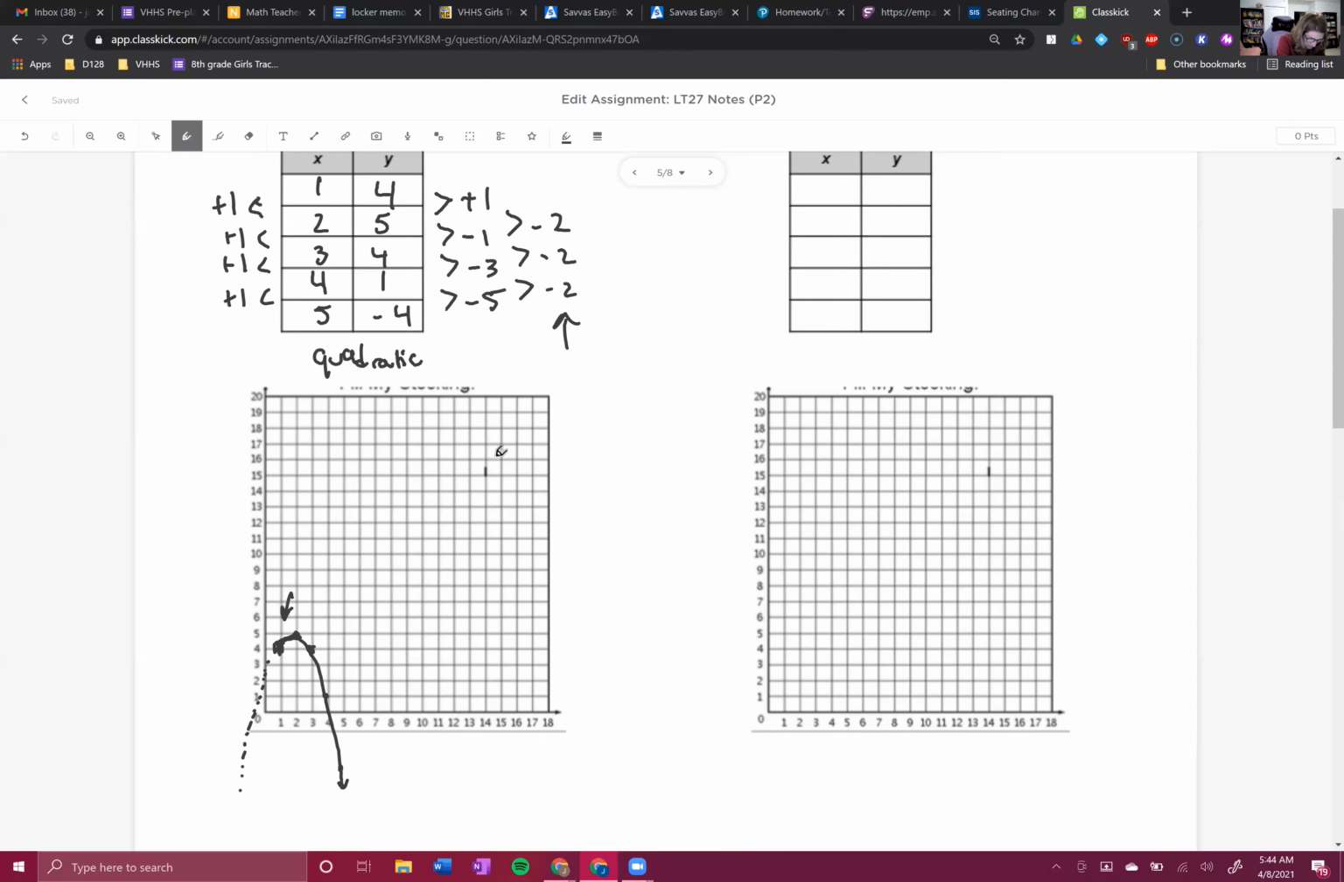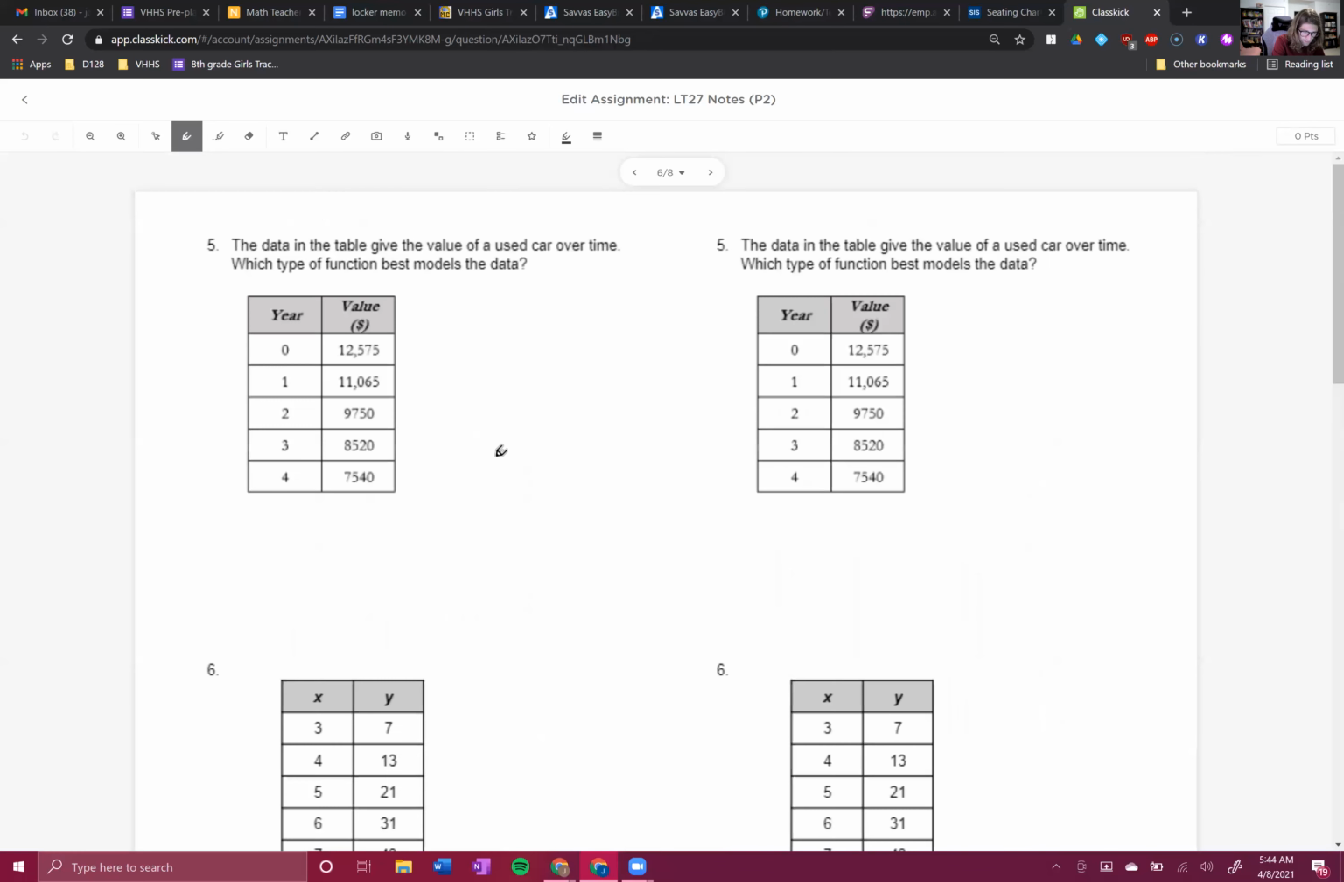The exponential graph doesn't turn around. It doesn't go from up to down and then back up, those kinds of things. All right, we're rocking and rolling, almost done.